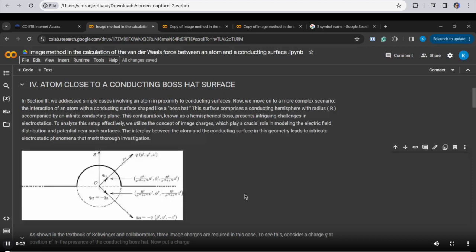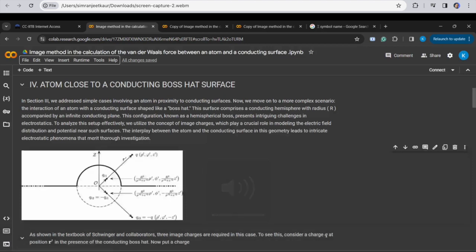Hello, my name is Kanika Banjare, and I'm going to talk about topic 4: an atom close to a conducting boss head surface. In section 3, we addressed a simple case involving an atom in proximity to a conducting surface. But now we'll move to a more complex scenario: the interaction of an atom with a conducting surface shaped like a boss head.